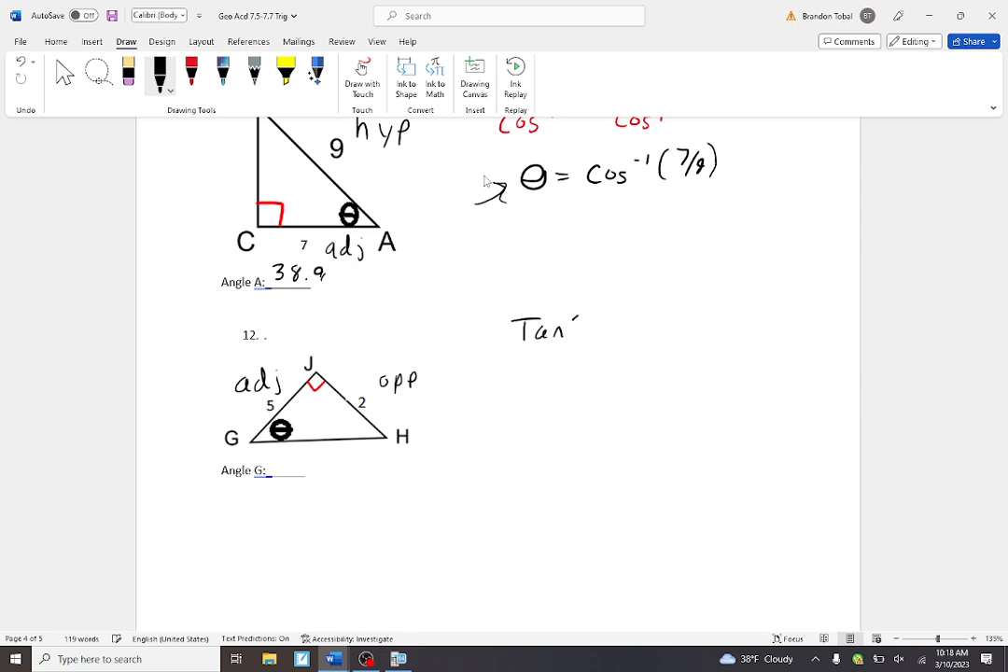So tan theta equals opposite 2 over adjacent 5. 2 divided by 5. This is going to be 21.2. Make sure you do tan -1 to get rid of this. Theta equals tan -1, 2 over 5.